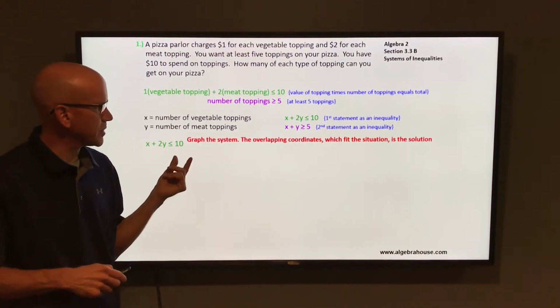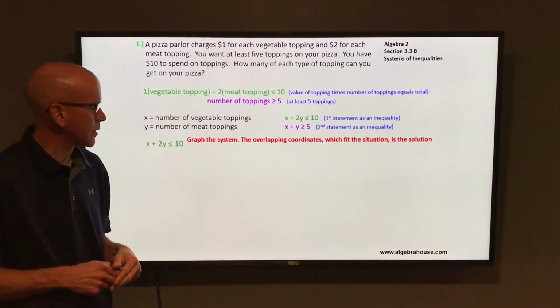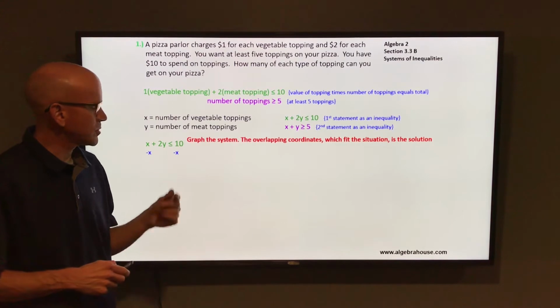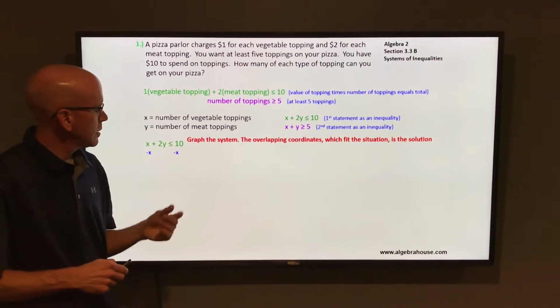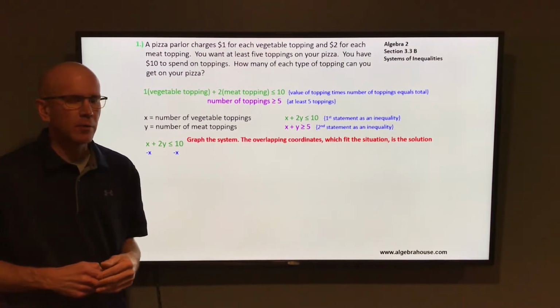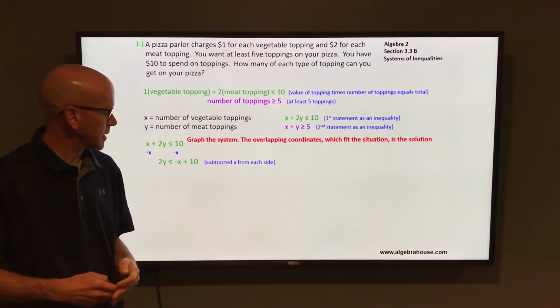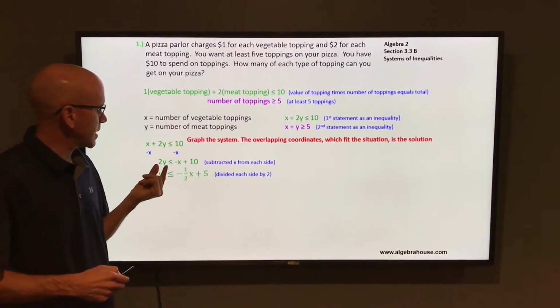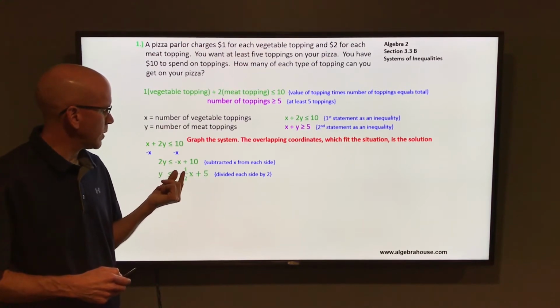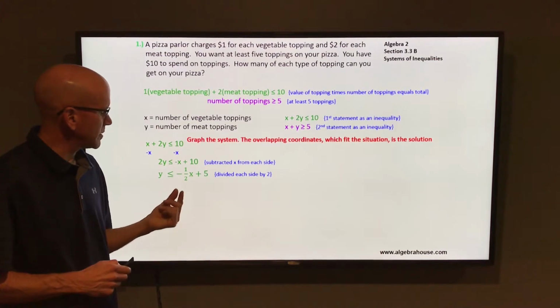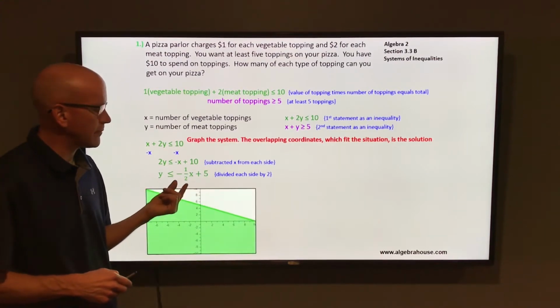So we're going to graph each inequality, starting with x plus 2y is less than or equal to 10. To graph that, you're graphing the boundary line, x plus 2y is equal to 10. I'm going to get that in slope-intercept form, though. Subtract x from each side. You have 2y is less than or equal to negative x plus 10. Divide each side by 2. Y would be less than or equal to negative 1/2 x plus 5. So the boundary line is y equals negative 1/2 x plus 5.